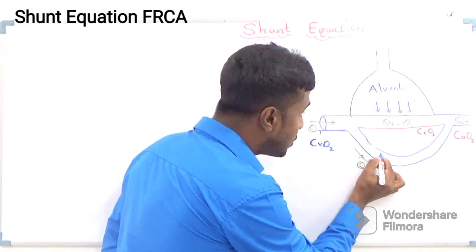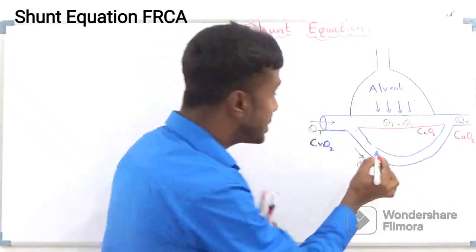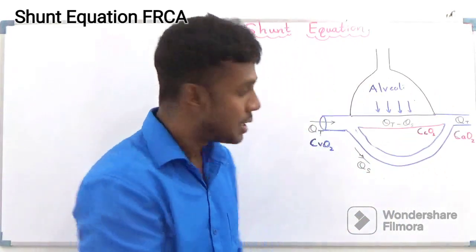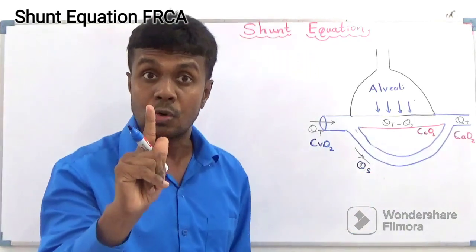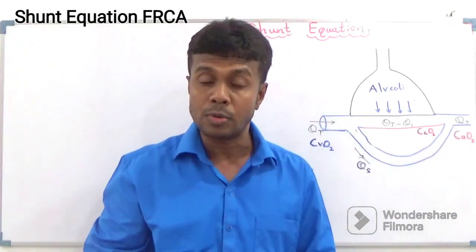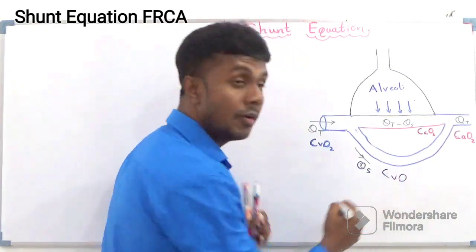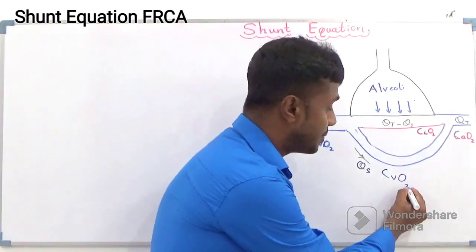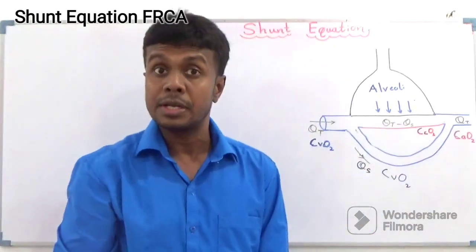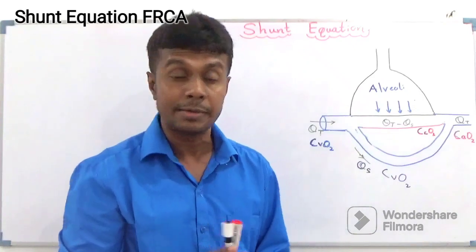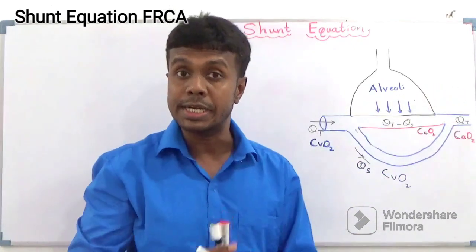Here, blood does not contact the alveoli and does not participate in the gas exchange. That is called QS, the shunted amount. It also contains the venous amount of oxygen. The remaining part, Q total minus QS, goes through your alveoli and is well oxygenated.